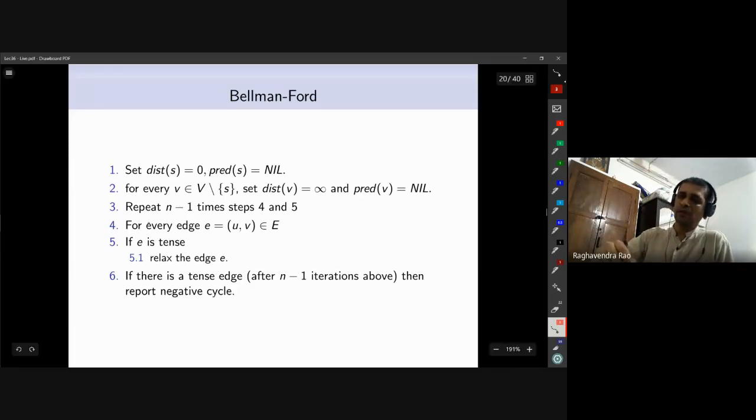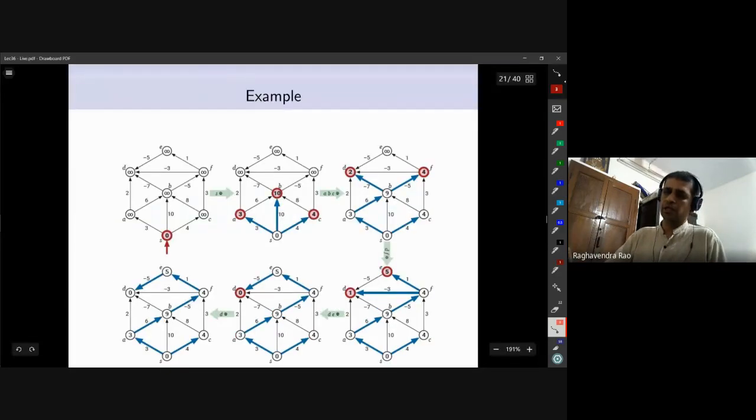But the good thing about Bellman Ford is you can actually report there is a negative weight cycle if there is still a tense edge after repeating this relax-all step n minus 1 times. I'll just demonstrate this with an example. This example is taken from Jeff Erickson's book.